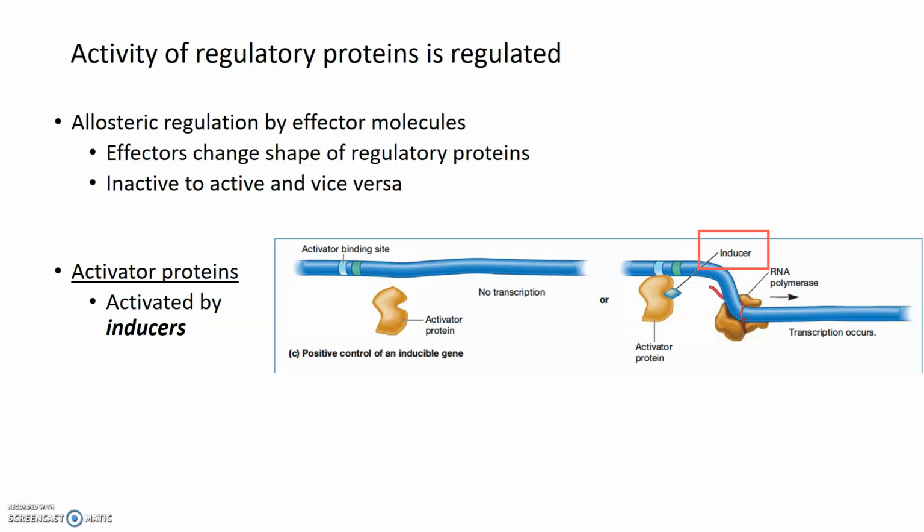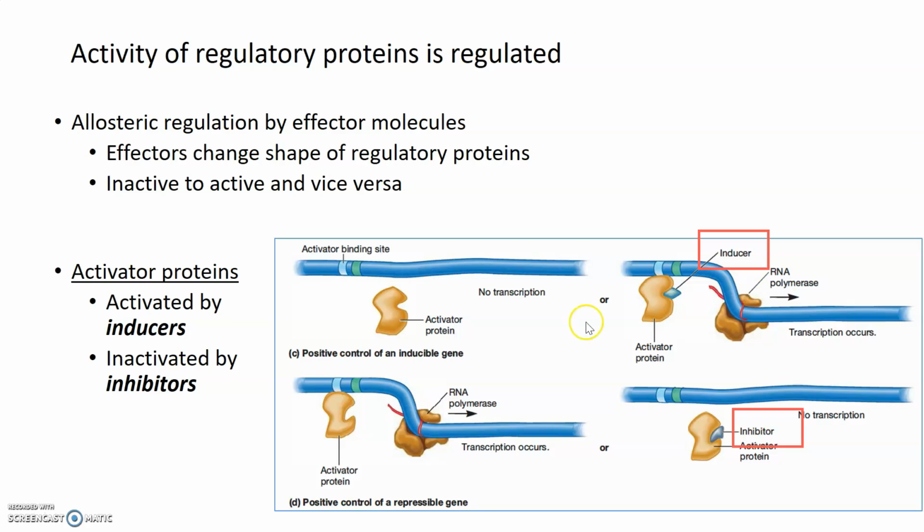I'm going to start by talking about some of the allosteric effectors of activators. Normally you have an activator that is in its off state, not bound to the DNA. There is a molecule or an effector known as an inducer that, when it binds to this activator, turns it on so that it can bind to the activator binding site and turn transcription on.